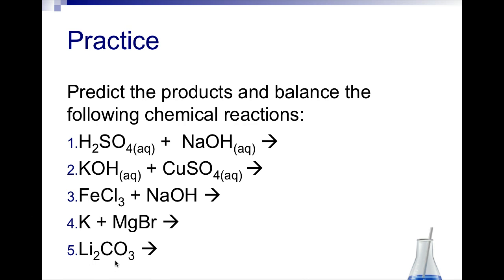Here, what type of reaction is this? Since there are no positives on this side of the reaction, this will become a decomposition reaction. Therefore, keep in mind, this is the carbonate, so we will end up with lithium oxide plus CO2 gas.